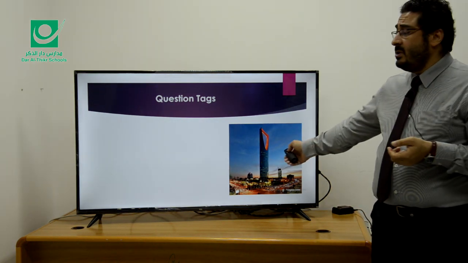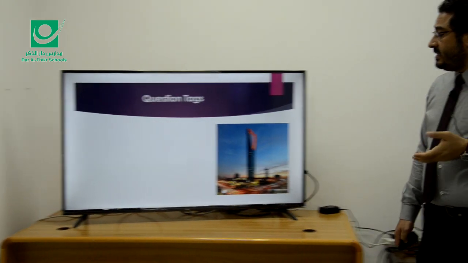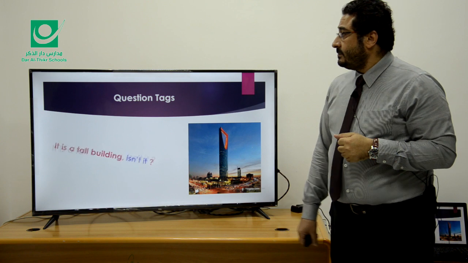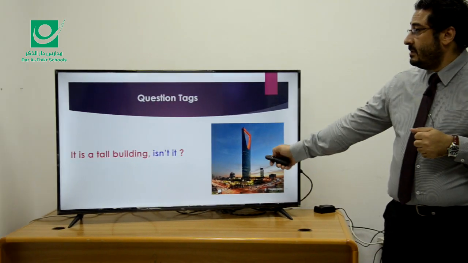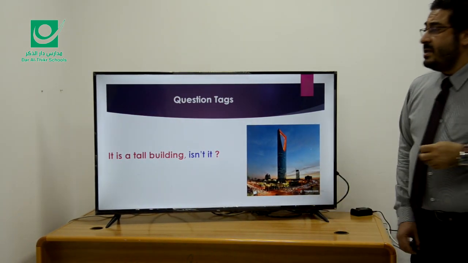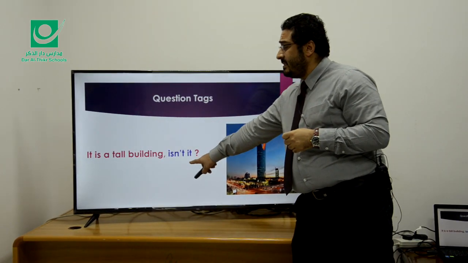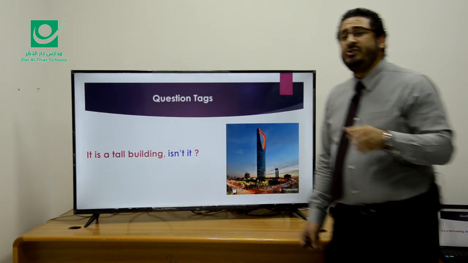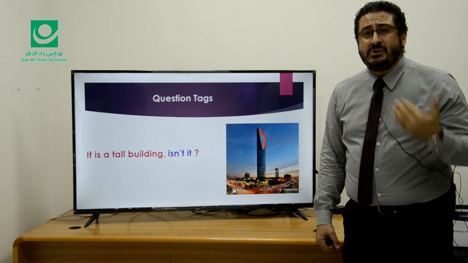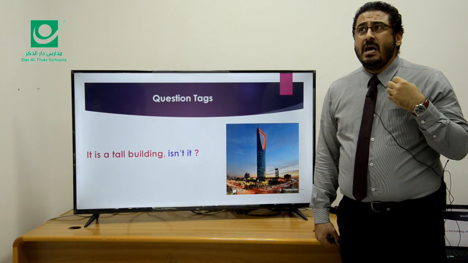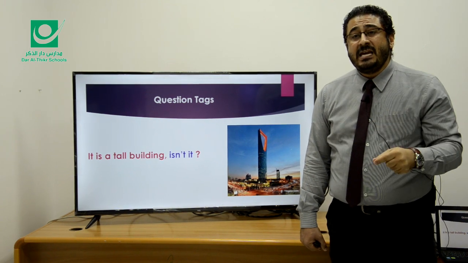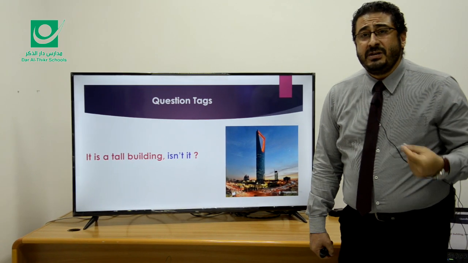Now look at this example, look at this picture. It's a tall building in Saudi Arabia. I think you're familiar with it. Look at this example. It's a tall building, isn't it? The tag question is, isn't it? And we usually ask this for 2 reasons. Number 1, if you want to assume or if you expect the other person that he will agree with you. And the second, if you want to confirm and make sure that you are right.